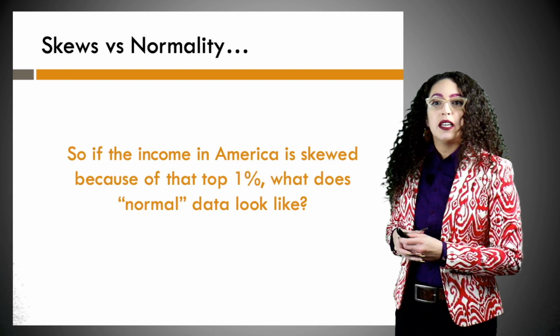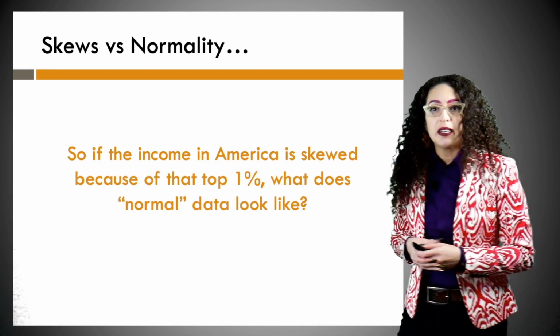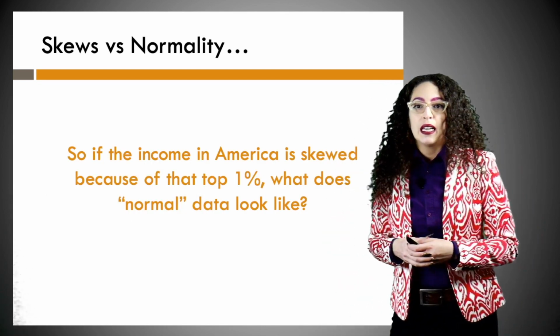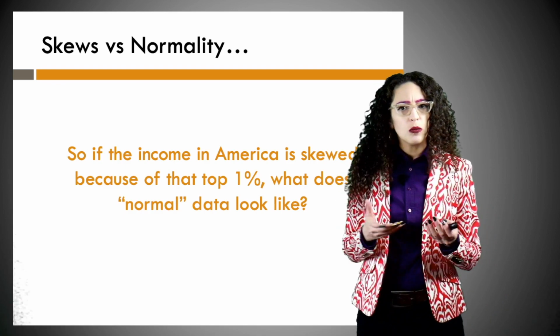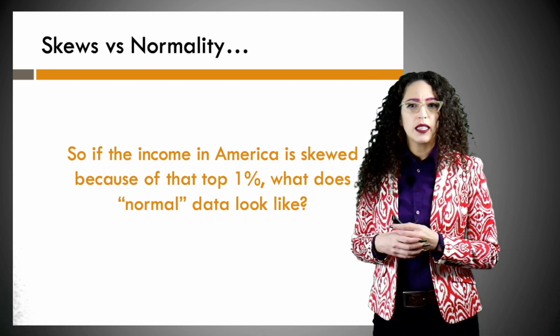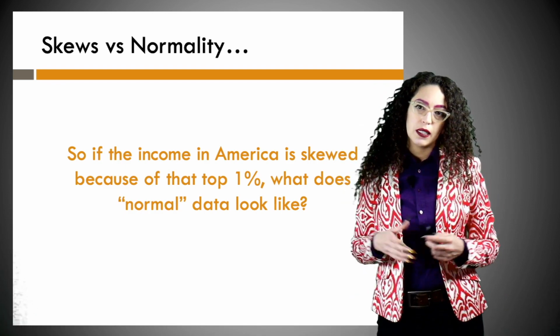So if the income in America is skewed because of that top 1%, which it is, what does normal data look like? Let's look at some other distributions of data.